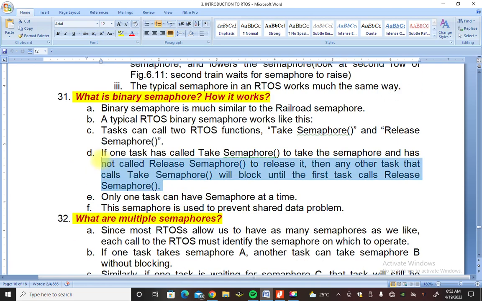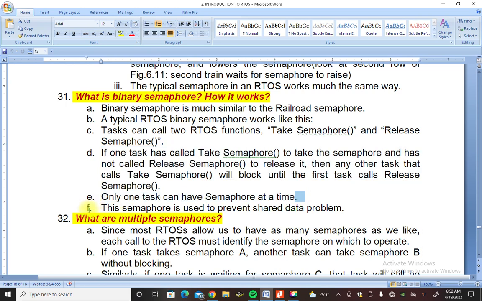If one task has called take semaphore and not called release semaphore, then any other task that calls take semaphore will block until the first task calls release semaphore. If the lowest priority task takes the semaphore and the highest priority task also tries to take it, there is no semaphore available, so the highest priority task, even though it is highest priority, will never go to the execution state. It will go back to the blocked state until the semaphore is released by the lowest priority task. That is what we need to understand.